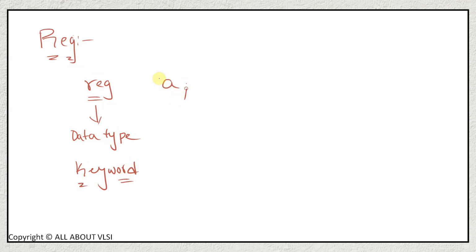So if we want to declare this data type, we use the keyword reg. It is a keyword, so it is written in lowercase, followed by your variable. Now you can store values inside this variable which is of reg data type. You can simply write a is equal to 0 or a is equal to 1.